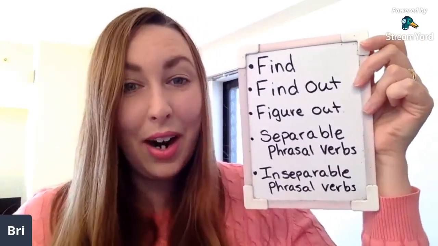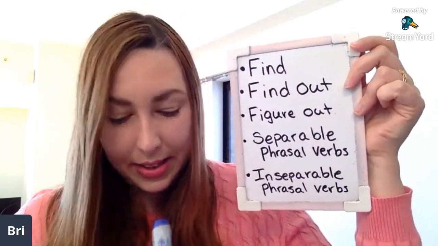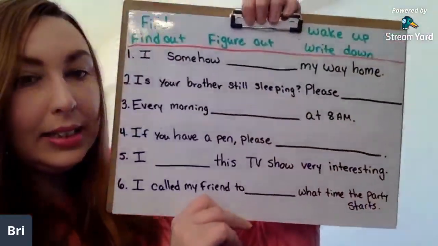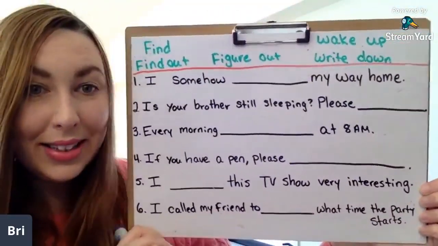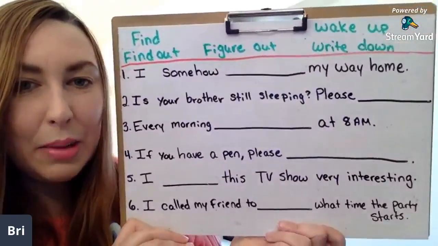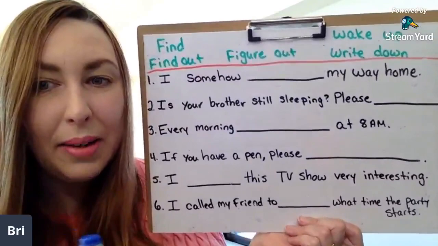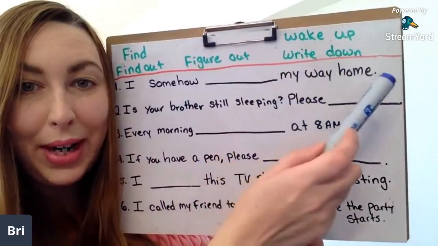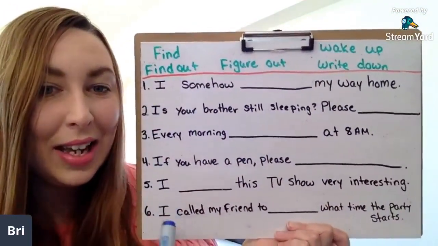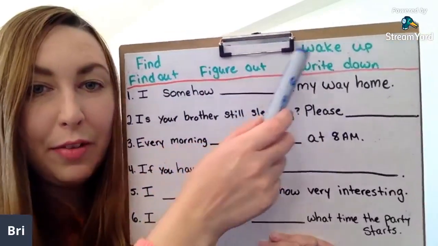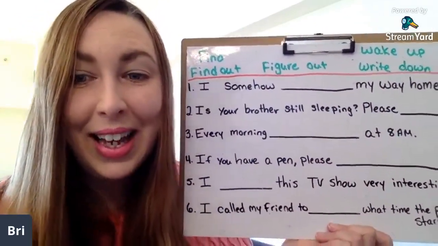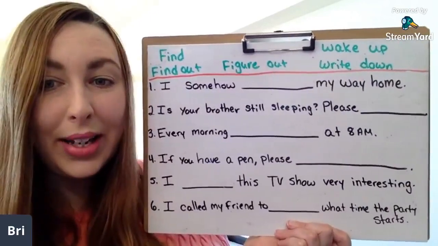Okay. So we are reviewing all of these today. So let's go and look at our questions. Ta-da. We have our questions here. Pretty easy, I think. Maybe there's one or two tricky ones. But we have find out, figure out, wake up, write down. Okay, and we have 6 questions, but only 5 answers. So one of them we'll use twice. Okay. All right. So let's do number 1 together.